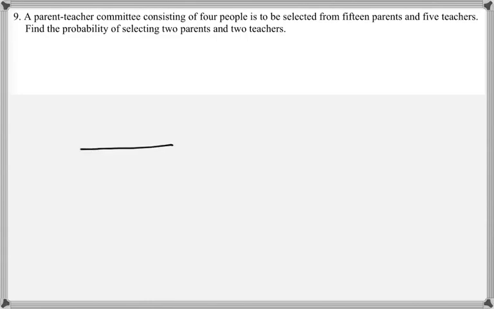So the number of ways that I can select 4 people from the 20 total people is 20C4.